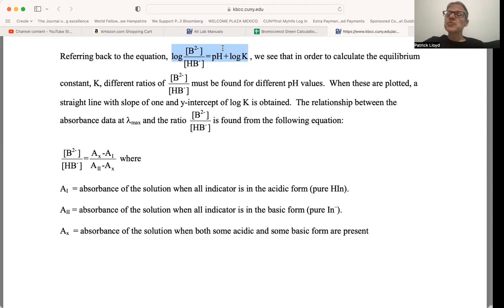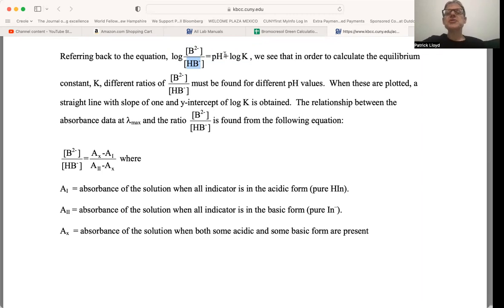The bromocresol green has two forms that we're concerned with. One is doubly ionized, meaning that two hydrogen ions have been removed, so we'll call that B2 minus. The acidic form is actually HB negative. It has one hydrogen already off, okay? So that's the log of the ratio of the conjugate base to the weak acid. That's part of the Henderson-Hasselbalch equation.